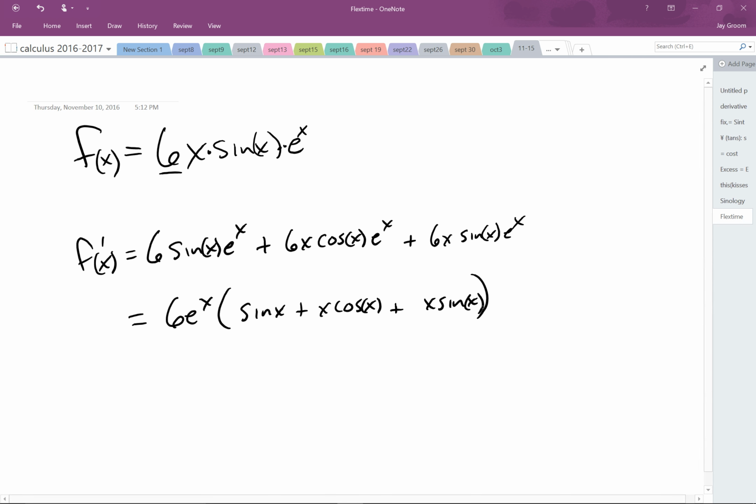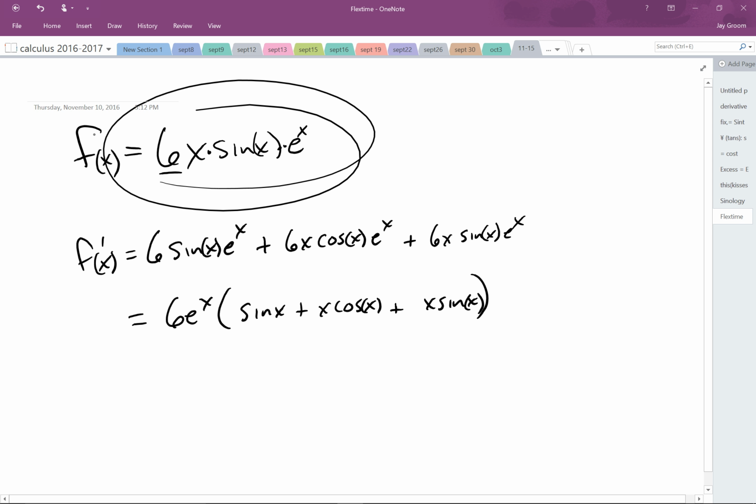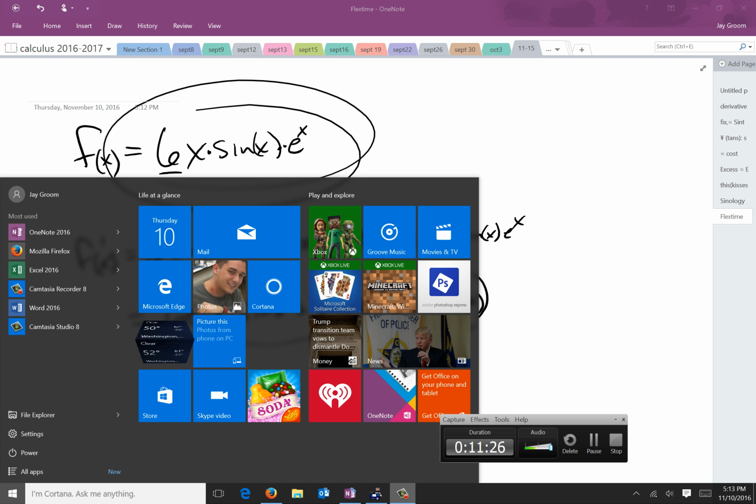And not a whole lot else I can do with that. Again, this function is continuous everywhere, and it's also differentiable everywhere. So kind of keep that in mind. We're going to keep hammering that over the rest of your life in calculus. So just beware.